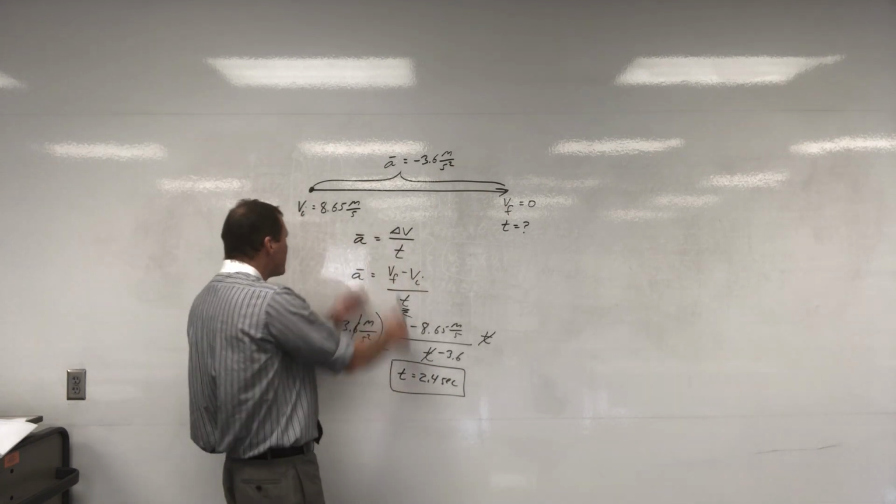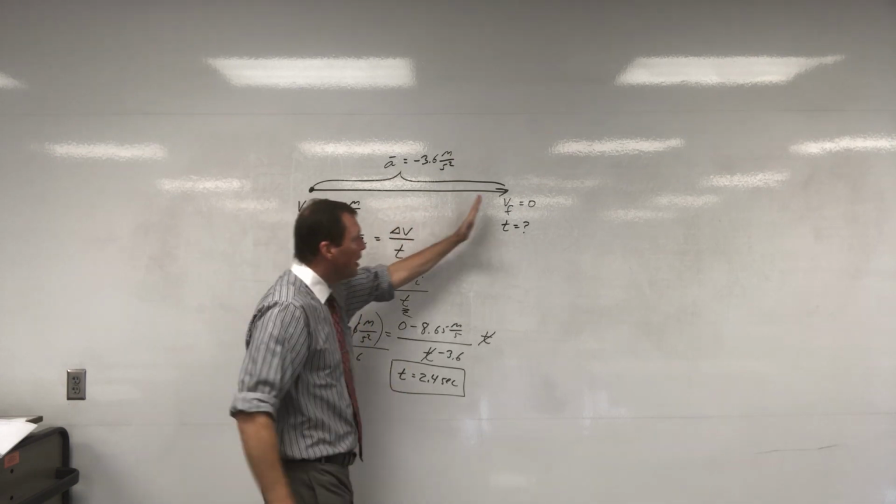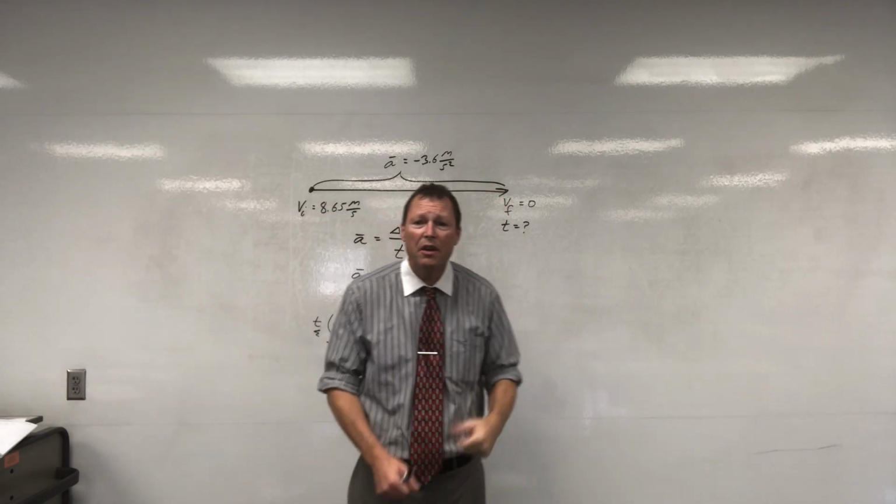So it takes 2.4 seconds from the time this person begins to slow down until they come to a complete stop. And that's it for this problem.